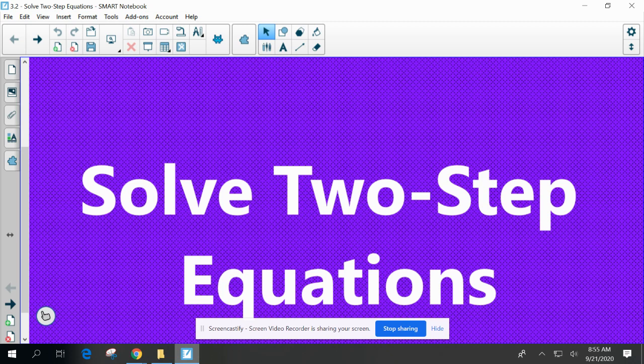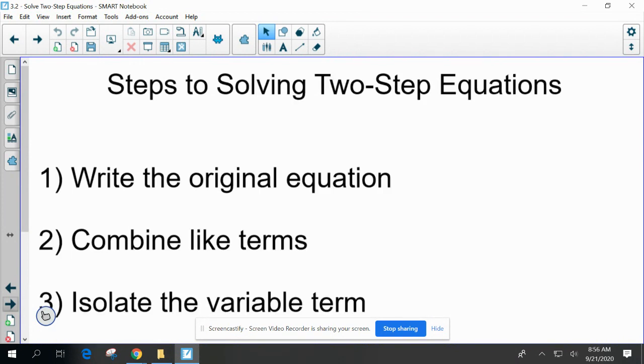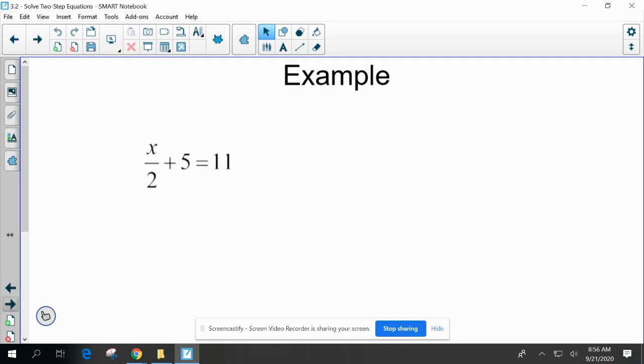All right, so 9.2, solving two-step equations. The first thing you're going to do is combine your like terms, if you have any, and then you are going to isolate the variable. So this is number one.